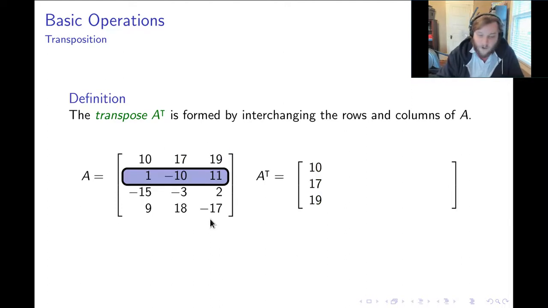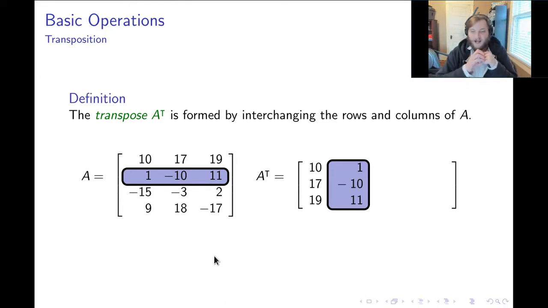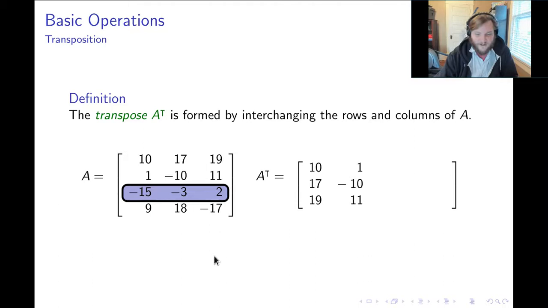The second row of my original matrix is 1, -10, 11. To construct the second column of the transpose, I rip this row out and put it into the second column of my transpose, 1, -10, 11. And I keep doing this until I've run through all the rows. So the third row is -15, -3, 2.